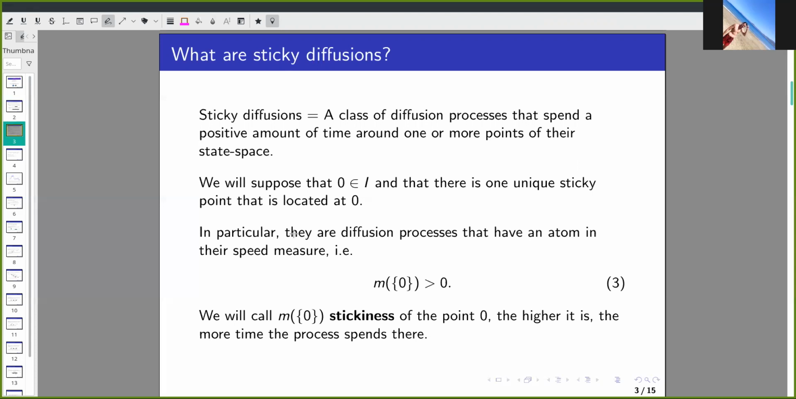The reason why I introduced diffusion processes using the scale function and speed measure is that this is particularly adapted for sticky diffusions. Sticky diffusions are diffusion processes that have an atom in their speed measure, and the weight of this atom is called the stickiness parameter of these processes. The higher the stickiness parameter is, the more time the process will spend there.